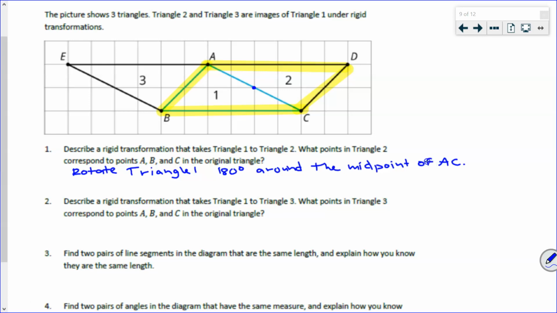With that in mind, how do you think we take triangle 1 and turn it into triangle 3? Quick discussion at your tables first before we come back together and answer. Discuss now, how are we going to take triangle 1 and turn it into triangle 3?